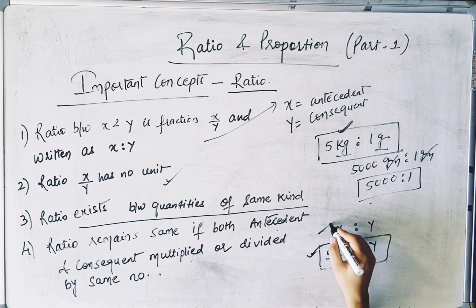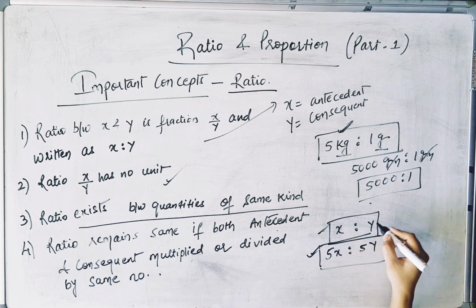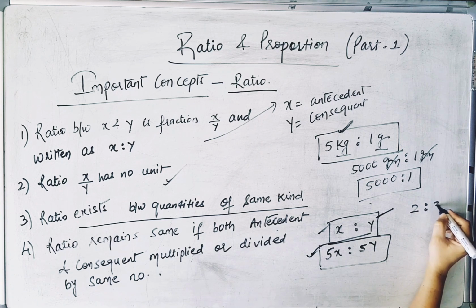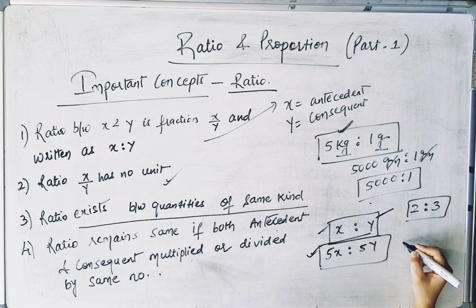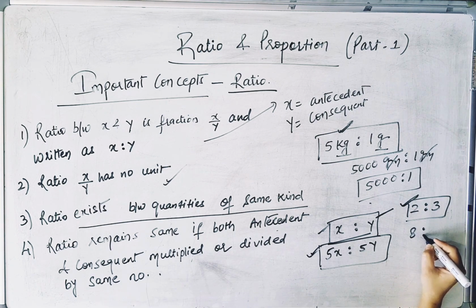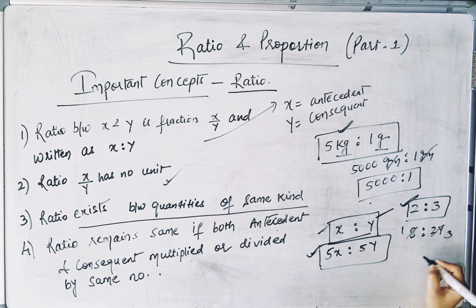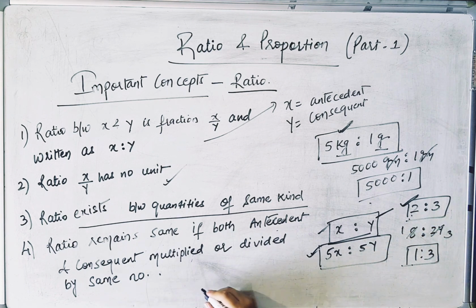One more thing is that a ratio is always expressed in its lowest terms. Let's suppose I have a ratio 2 is to 3. So 2 is to 3 is already in its lowest form. But if I have a ratio 8 is to 24, and I cancel it out, I'll get 1 is to 3. So ratio is always expressed in the lowest form.